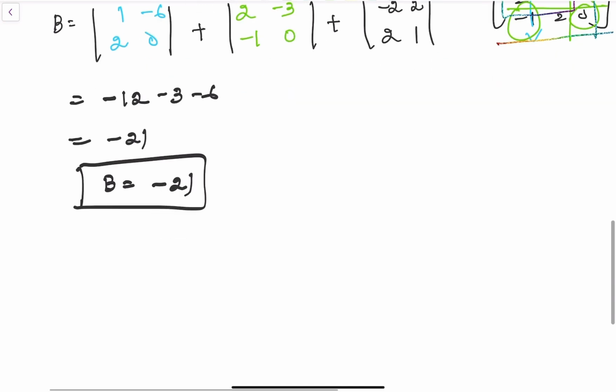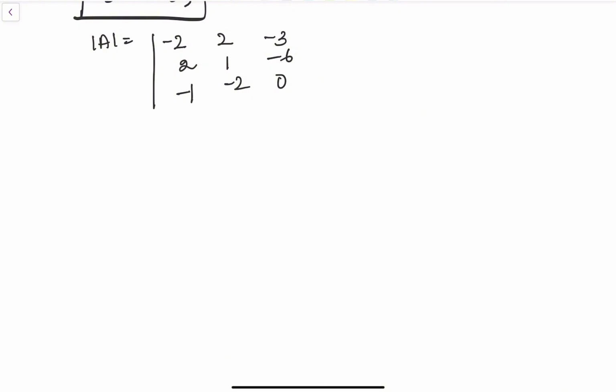All right, now we have all the terms and I have one term remaining, that is the modulus, the determinant of A. Let me write the matrix again. It is minus 2, 2, minus 3; 2, 1, minus 6; minus 1, minus 2, 0. Now I will find the determinant along the first row.